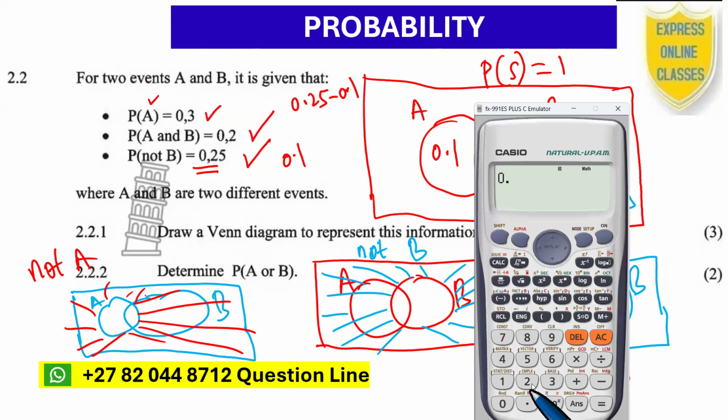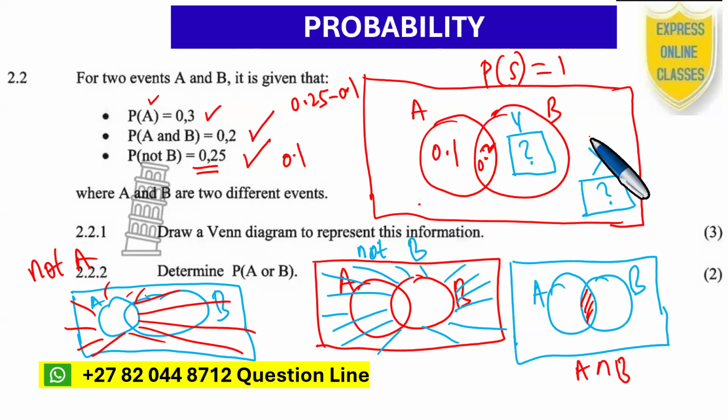Which is 0.25 minus 0.1, which is 0.15. Not 0.15, which means that X is 0.15. So the probability of not B, everything outside B, is going to be 0.1, 0.15. You add them together, you get 0.25.